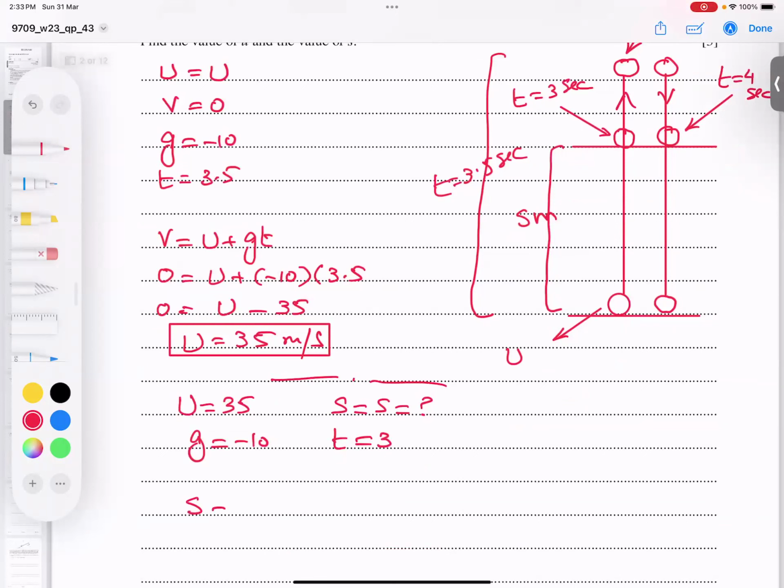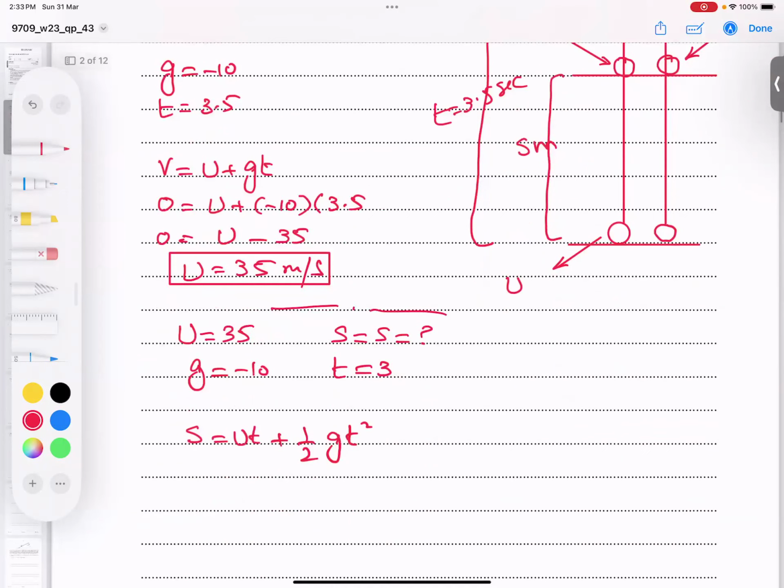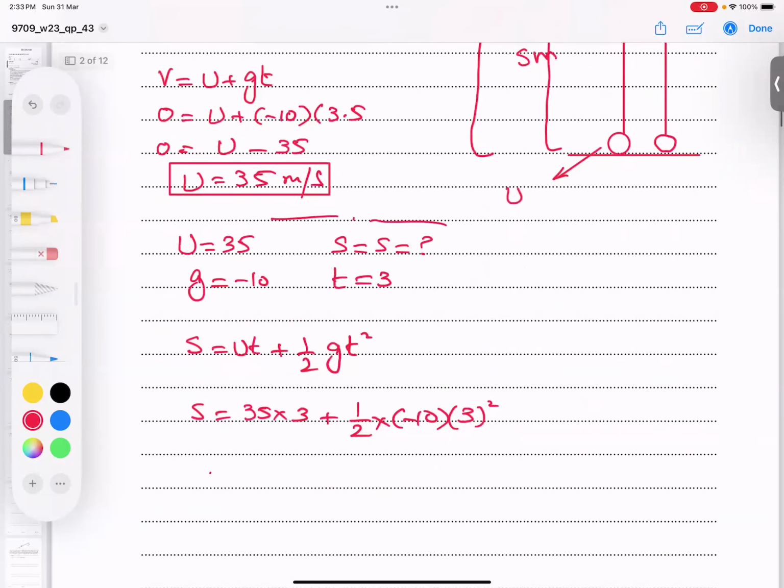So s is equal to ut plus half gt squared. s is unknown, u is 35, time is 3, half times -10 times 3 to the power 2. If you type it in the calculator, it gives you 60 meters. And I hope you got the point very clearly.